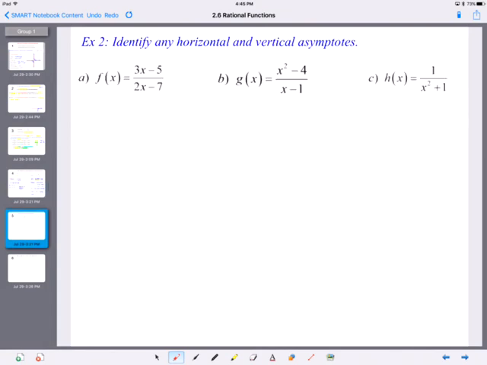All right, on the last slide here, I have three examples. I suggest pausing me at this point and going ahead and working through each of these examples and then checking back and seeing how you did. Now on this one, I'm only asking for the vertical and horizontal asymptotes. So the domain you don't have to do, but you're still kind of looking at it anyways. So go ahead and pause me and see what you can do.